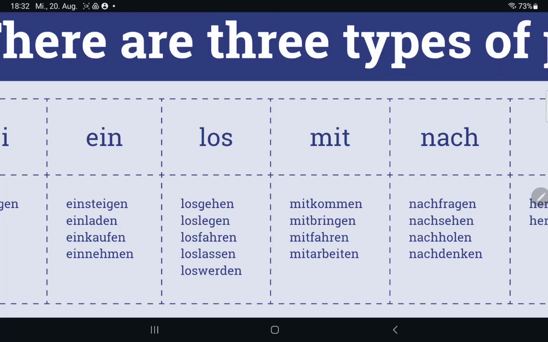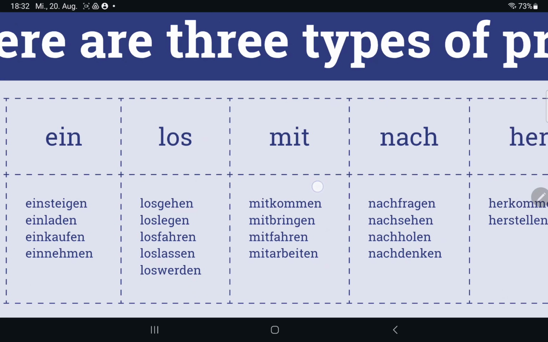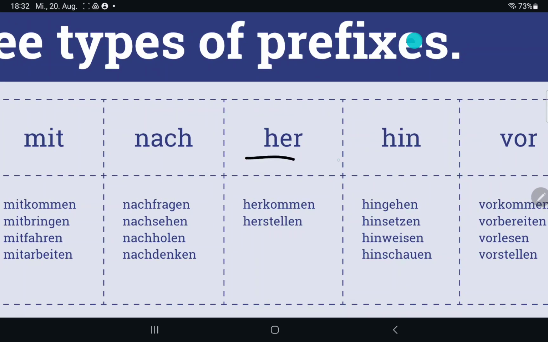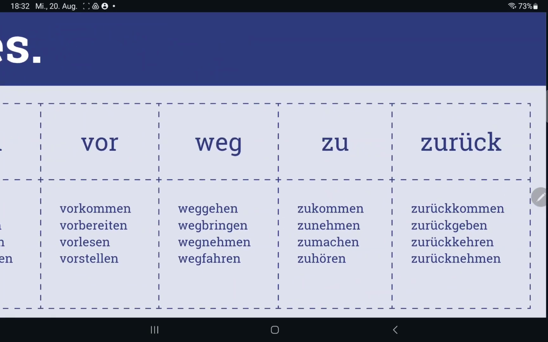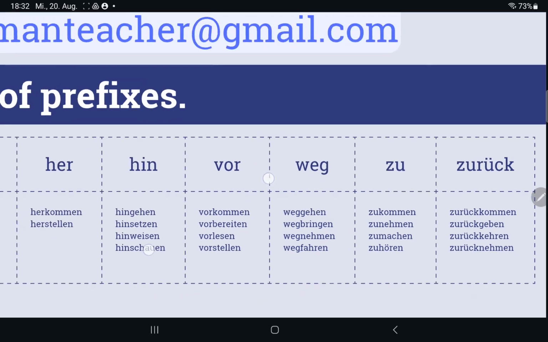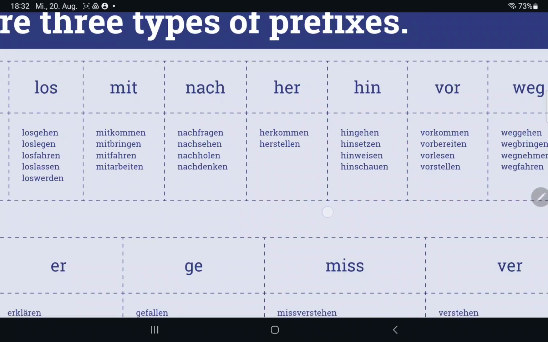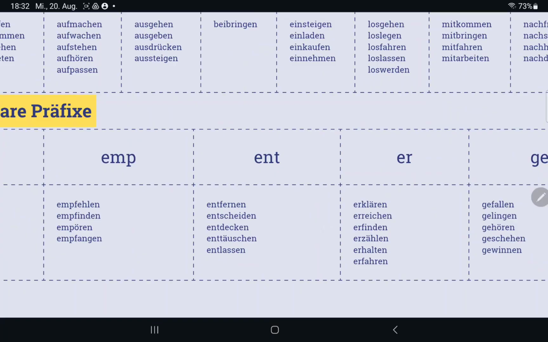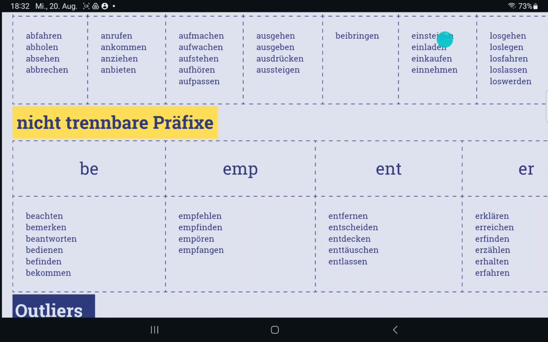So you have ein, los, mit, nach, her, hin, vor, weg, zu, zurück. Okay, then let's look at the nicht trennbare prefix here. So you have be, emp, ent.